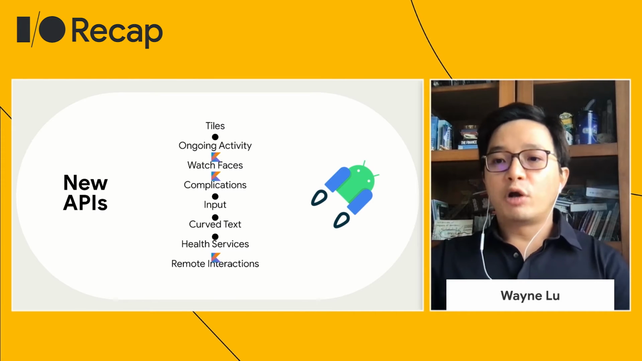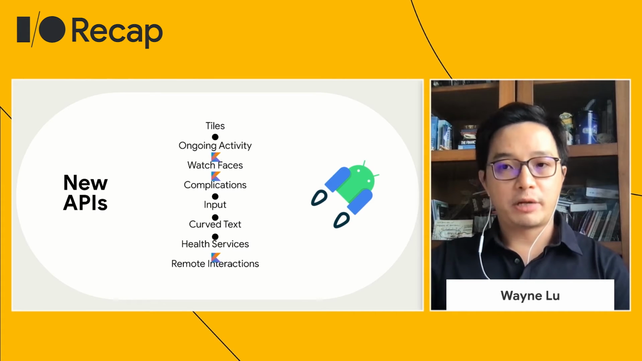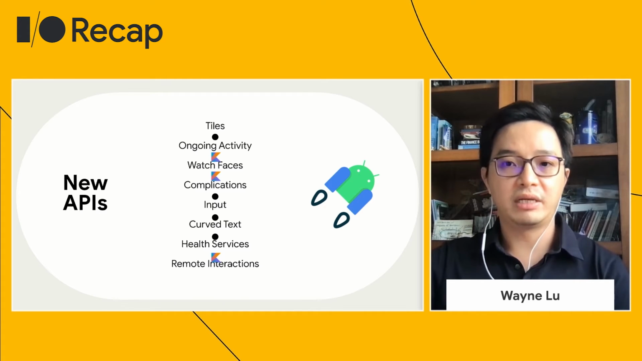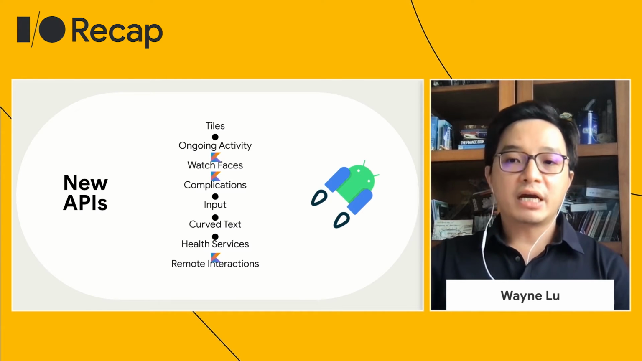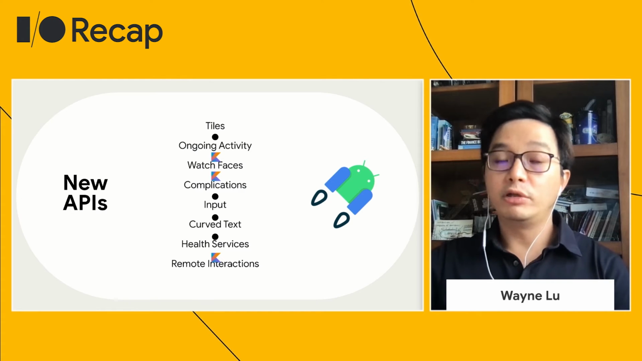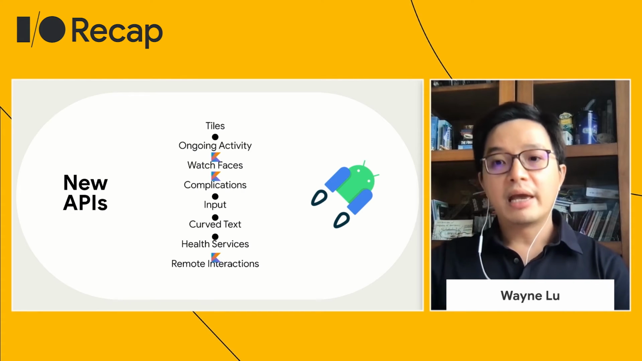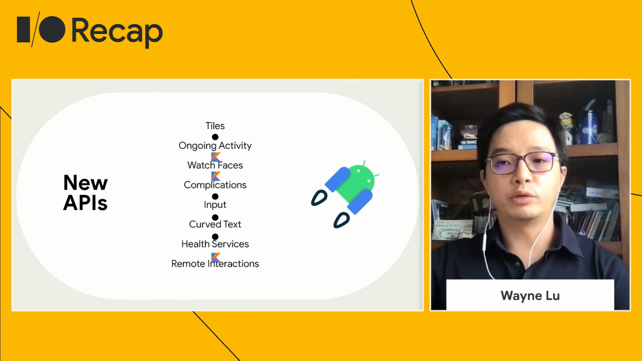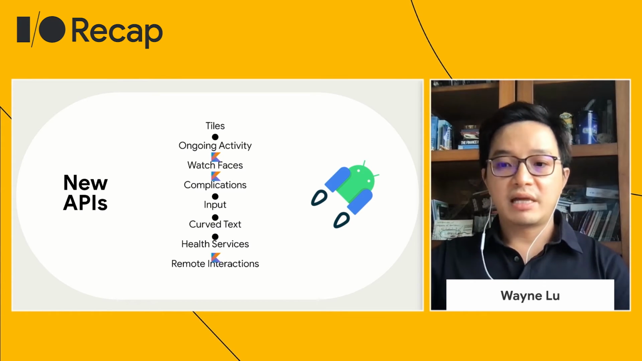Over the last year, we have launched many new Wear APIs on Jetpack. This includes the latest tiles and ongoing activity APIs. These APIs follow best practices, reduce the need for boilerplate code, and enable you to write code that works consistently throughout Wear OS devices and versions.